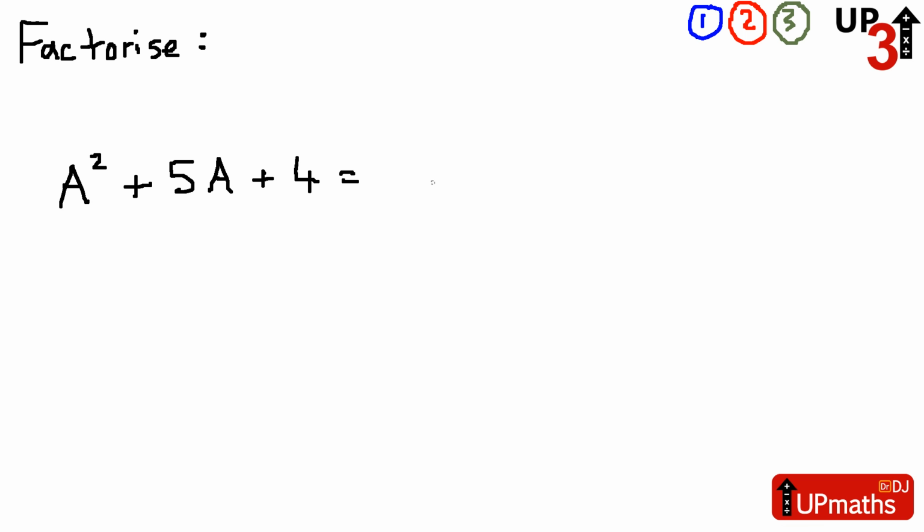This is one where we have to work backwards. I'm going to do my two sets of brackets just because I've recognised that it's an x squared and I've got it in a nice order with the three different terms. Right, so a times a makes a squared. What makes 4? It's either 1 times 4 or it's 2 times 2.